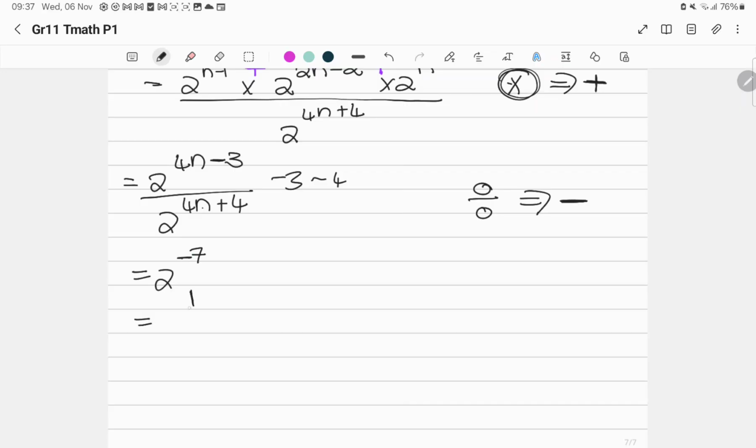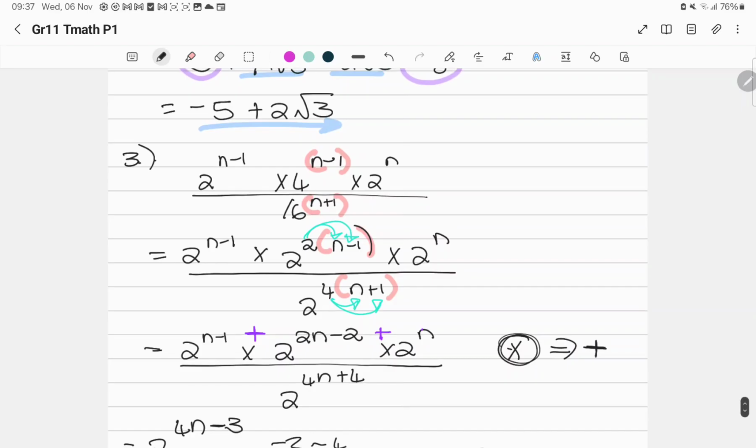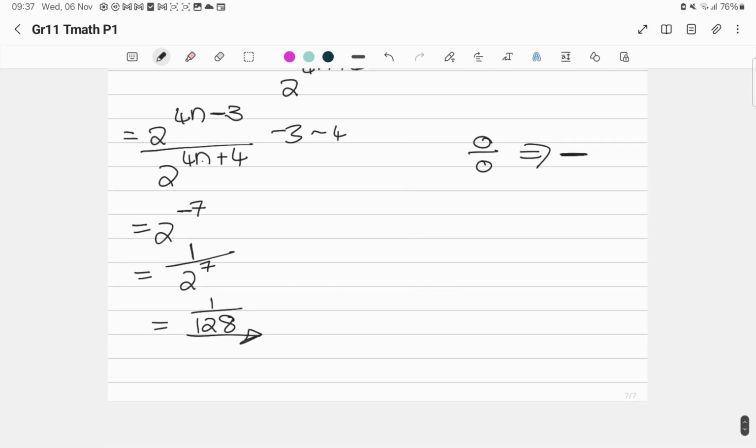And to make this positive, I have to write it as 1 over 2 to the power of 7. And then you can also just go and calculate, alright, what is 2 to the power of 7? It's going to be 1 over 128. Right, so how do I do this? I first start by getting my prime factors, multiply out my brackets. If there's multiplication in between, I start adding my exponents. And if there's a division, I subtract my exponents.